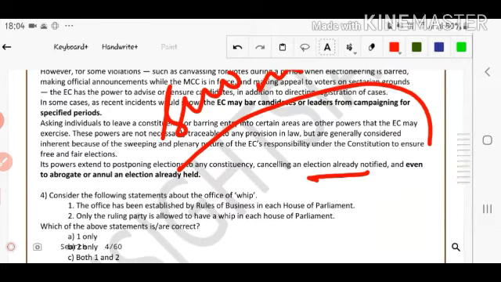Let us see the next question, which is related to the whip. The office of the whip, we already saw, is not given in the rules of conduct or business anywhere. It is a convention in which the whip has come to exist.